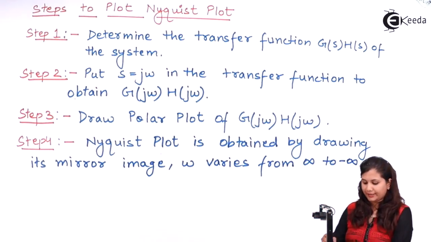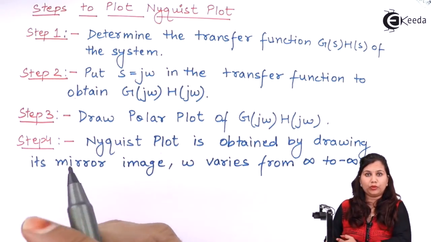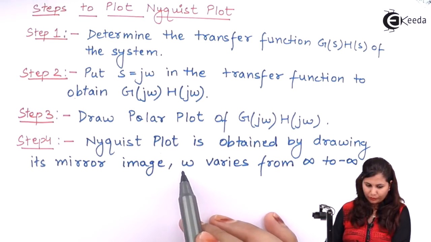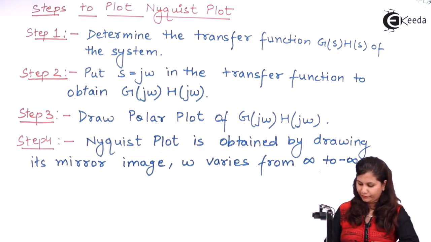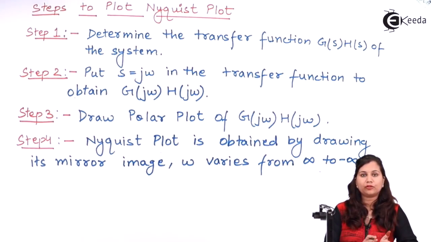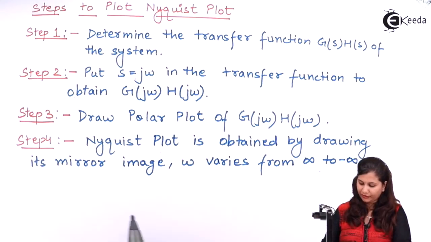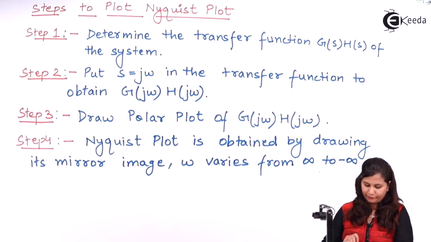So we can say that the Nyquist plot is a special case of polar plots, where omega is varying from infinity to minus infinity. Earlier in polar plots we vary the frequency from 0 to infinity. Here we are varying the frequency from infinity to minus infinity.